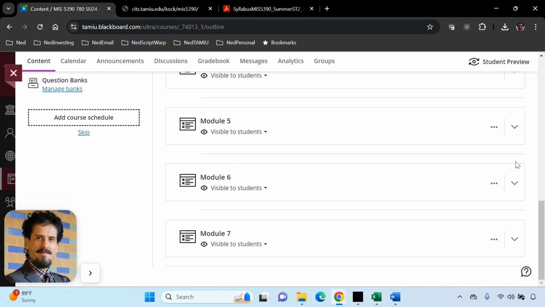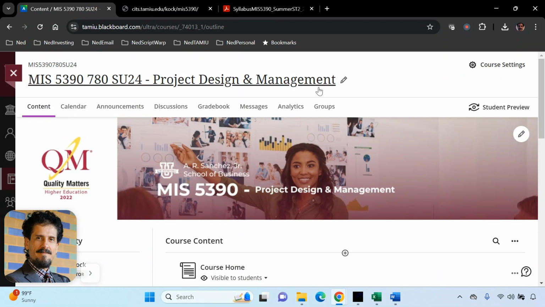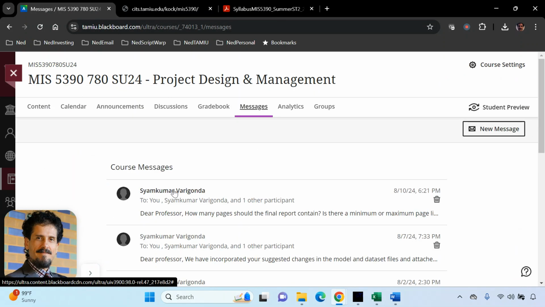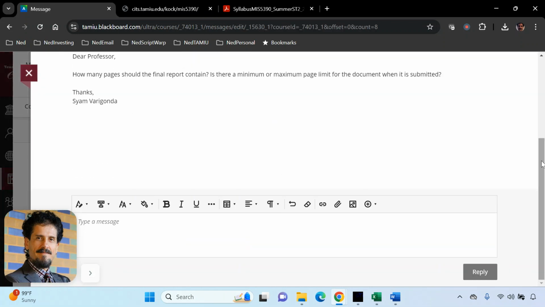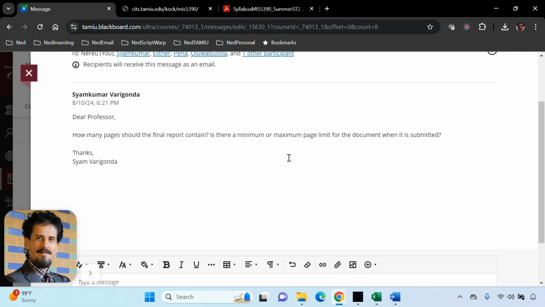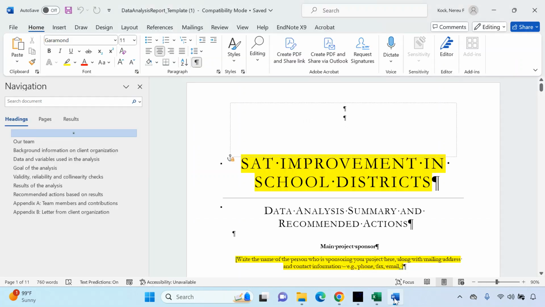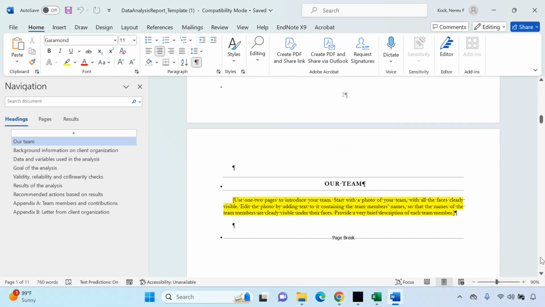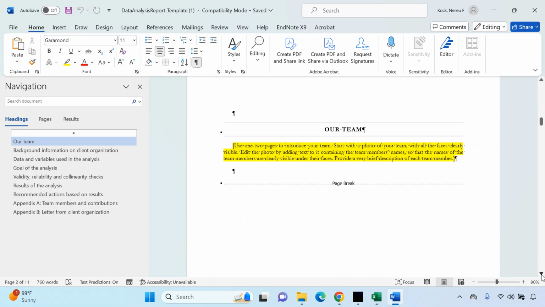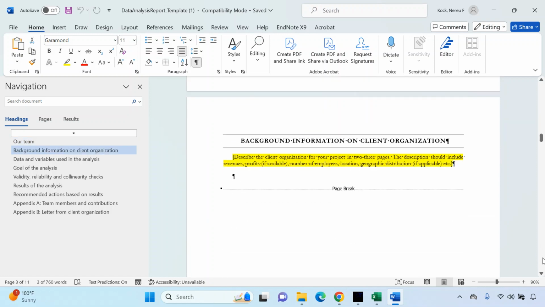I had one question that was asked by Sam Kumar, and that was how many pages should the final report contain? So there is no set number of pages, but there are suggested numbers of pages for each one of the sections. For example, use 1 to 2 pages to introduce your team, and then describe the client organization in 2 to 3 pages. So you have recommended pages for the various sections in the report.